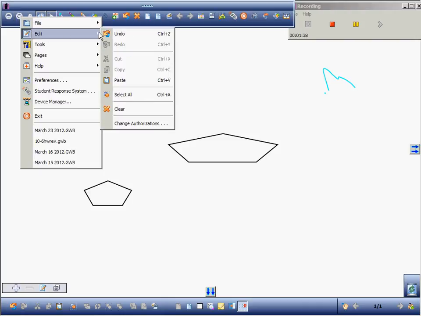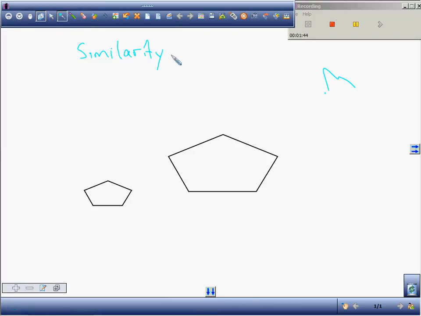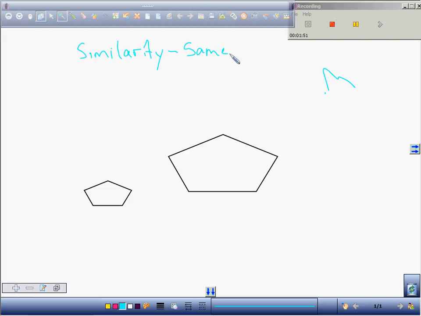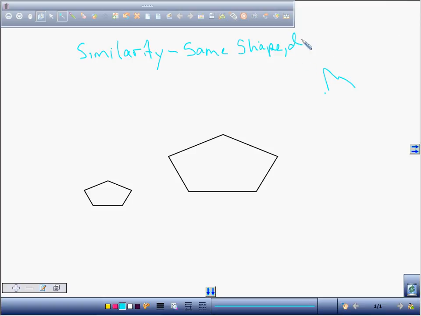So in order for things to be similar, they need to be the same shape, right? Same shape and different size. I guess they could be the same size, but that's not very interesting. Same shape. Let's hide this thing. Different size.